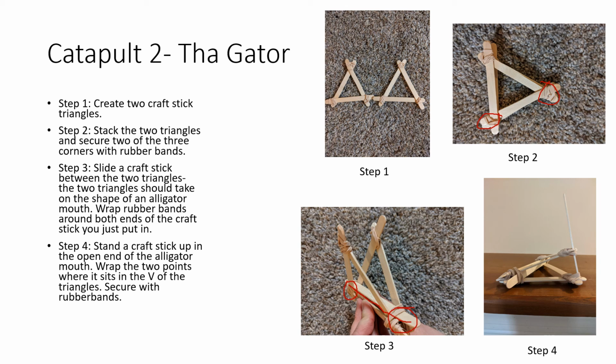Once you've done that, set your alligator mouth down and get 1 more popsicle stick. And you're going to stand this craft stick up at the open end of the alligator mouth and wrap 2 points of that straight standing craft stick where it sits in the V of the triangles. You're going to secure this with rubber bands. My recommendation for this one, secure the bottom really, really heavily and leave the top a little bit more wiggle room. I can't wait to see what some of you guys come up with for your Gator catapults.